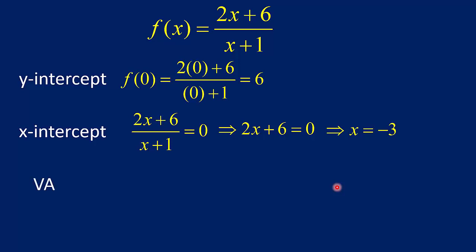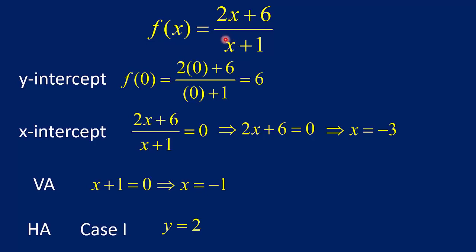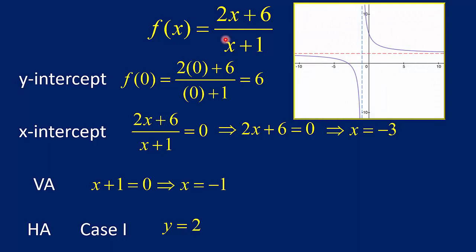Then we talk about the vertical asymptote. The vertical asymptote we find by setting the bottom equal to 0 and solving. We get x equals -1. Horizontal asymptote, well, this is definitely case 1 because notice the degree on top and the degree on the bottom are the same. So the horizontal asymptote is the ratio of the leading coefficients, 2 over 1. And here's what that graph would look like. Notice we've got the y-intercept here at 6. We've got the x-intercept here at -3. Vertical asymptote, horizontal asymptote, and there you have it.